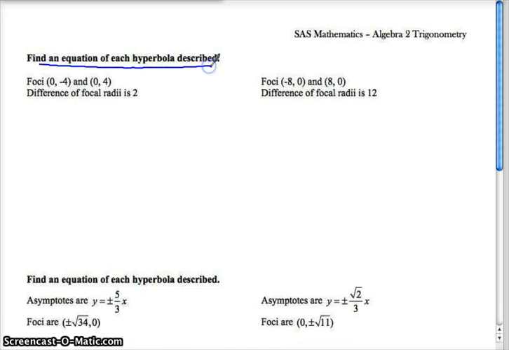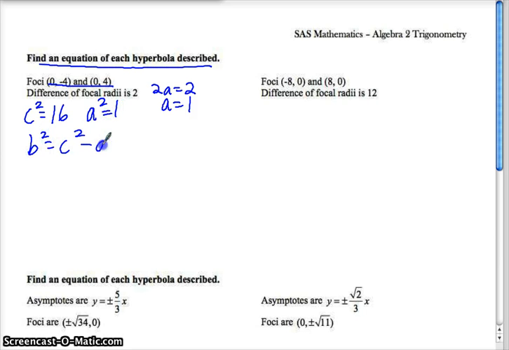Find an equation of each hyperbola described. So I know my foci are at 0, 4, and 0, negative 4, which instantly tells me that c squared is 16, because 4 squared is 16. I know the difference of the focal radii is 2. Well, remember on the front it says the difference of the focal radii is 2a, therefore a equals 1. Therefore a squared equals 1. Put it in my formula. I get 16 equals c squared, which is, we don't know, minus 1. So I add 1 to both sides, and I get c squared equals 17.